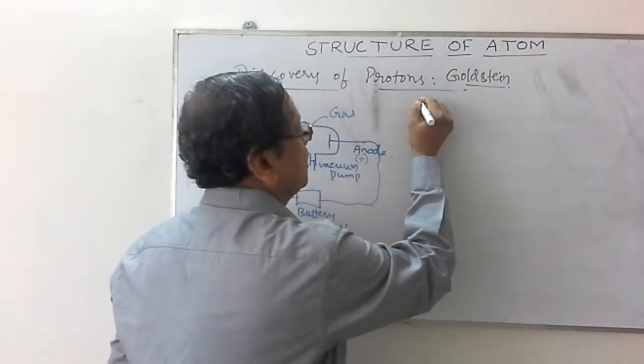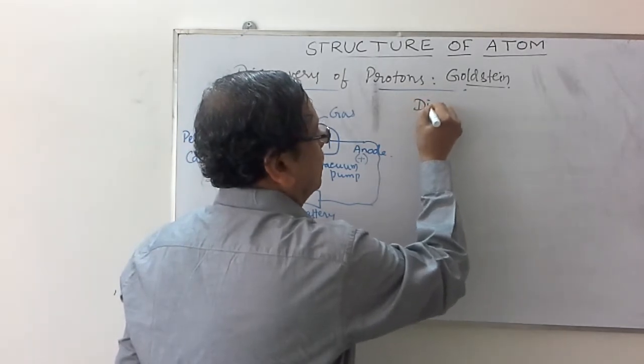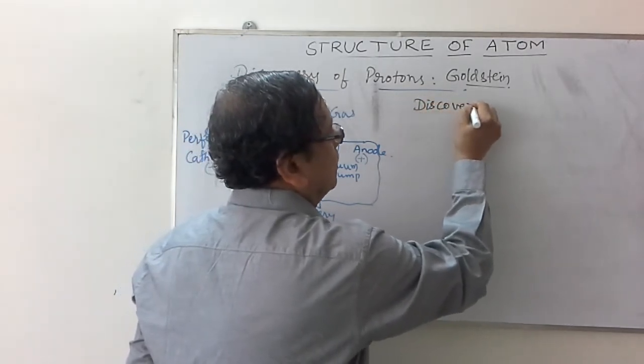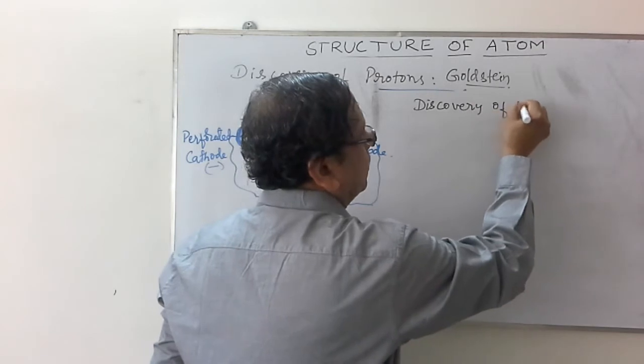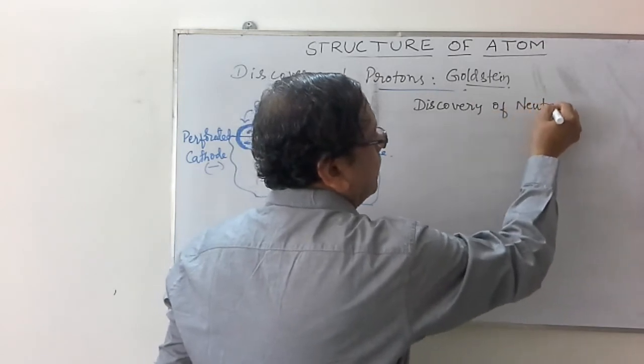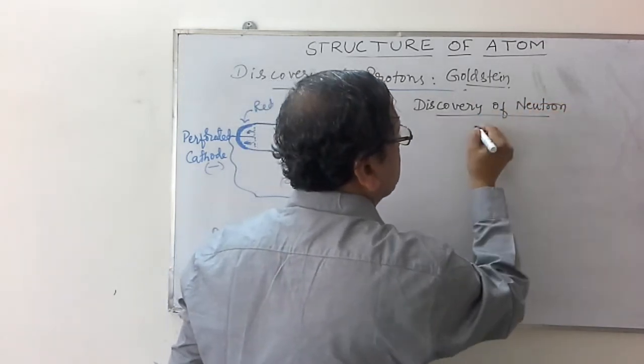The next one is the discovery of the neutron. This neutron was discovered by Chadwick.